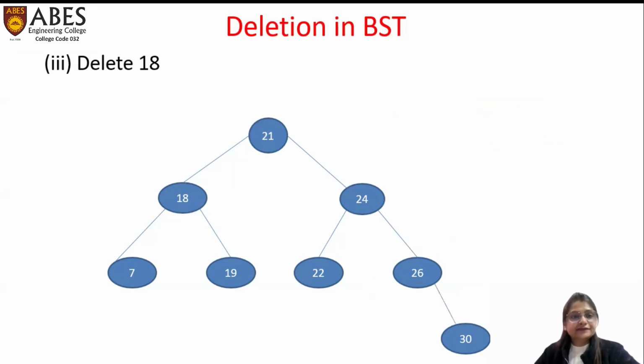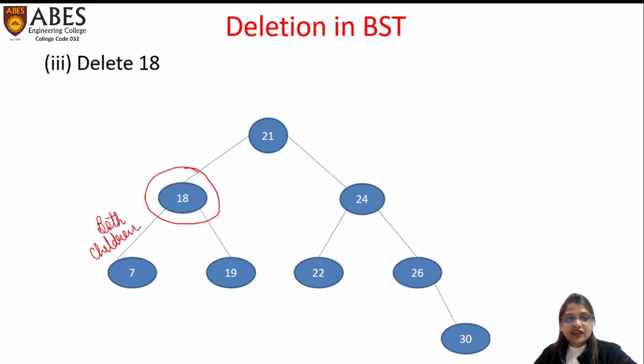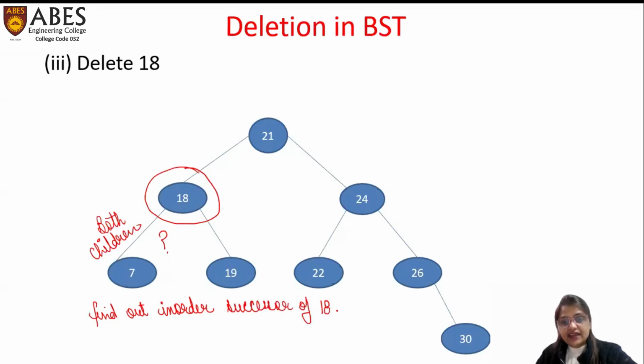For the third case, in which I want to delete node 18, we again have to see whether this 18 has further children or not. We can see here that this 18 has both children. Then what do we have to do in this case? In this case, we have to find out the in-order successor of 18.